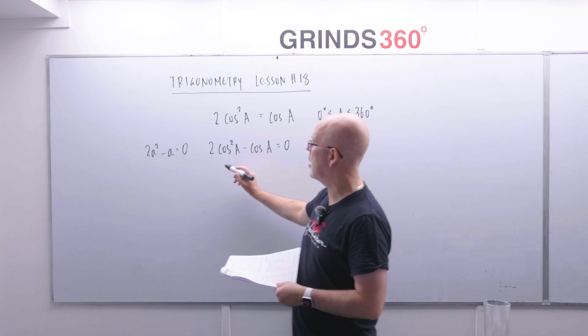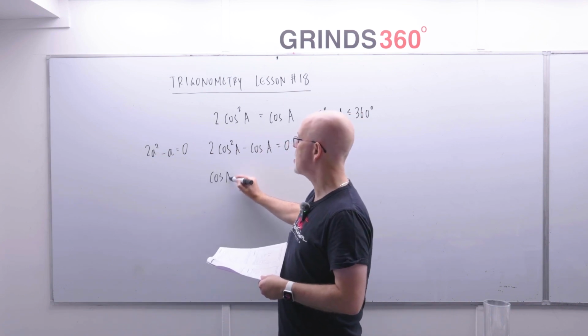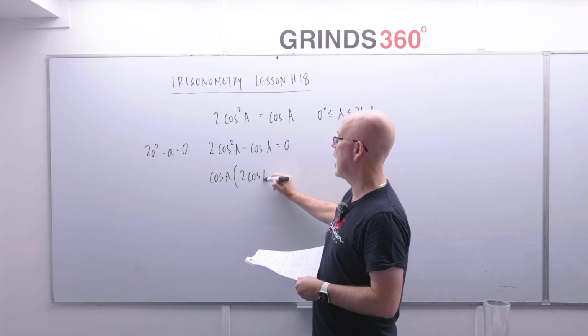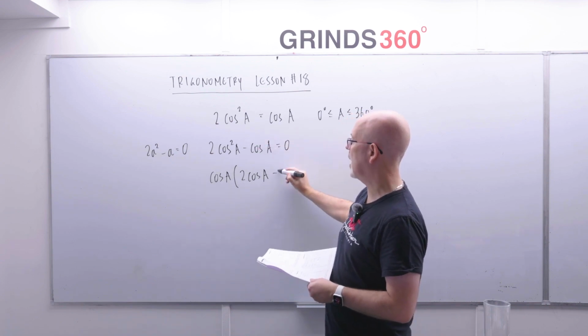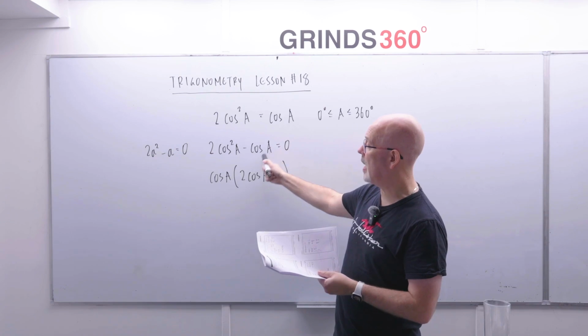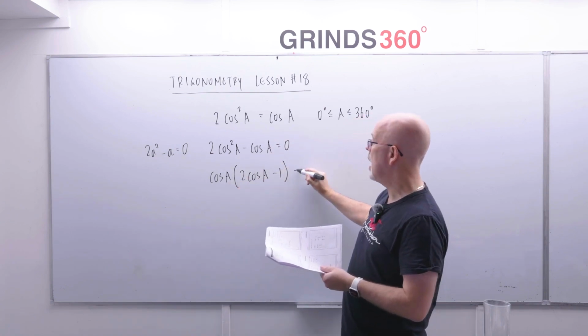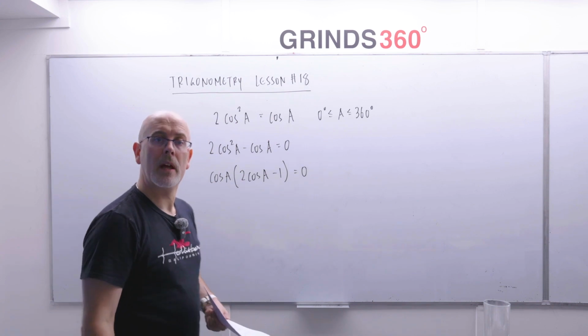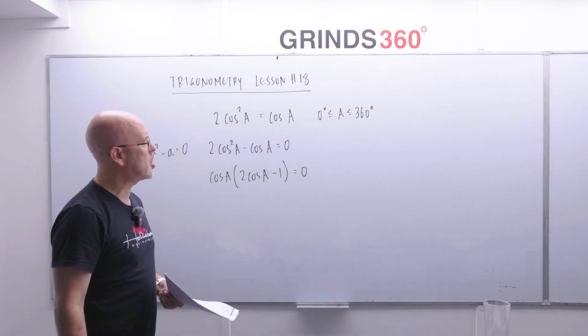But both these here divide by cosine. So if I take cosine A outside a bracket, divide that by cosine A, I get 2 cosine A. And divide this by cosine A, I get minus 1. It doesn't disappear, you're dividing. So minus cosine A divided by cosine A is minus 1, and that's equal to 0. And now we're in what could only be described as business. Right? You can see we've broken it down into two simple equations now.